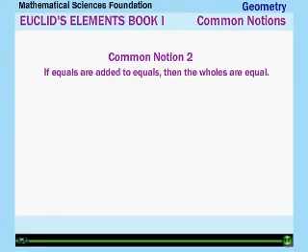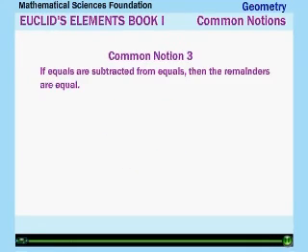Common notion 2 tells us that if equals are added to equals, then the wholes are equal. This is a well-known standard practice that we use in manipulating equations. Common notion 3 tells us the same thing for subtracting equals from equals. That is, if equals are subtracted from equals, then the remainders are equal.